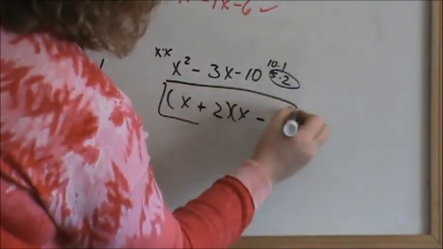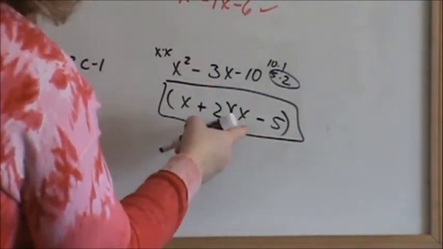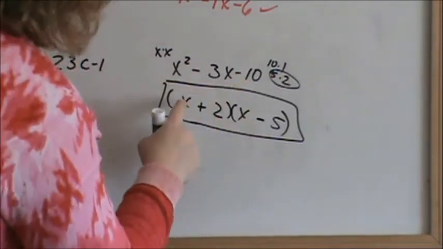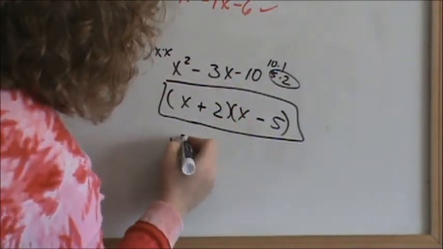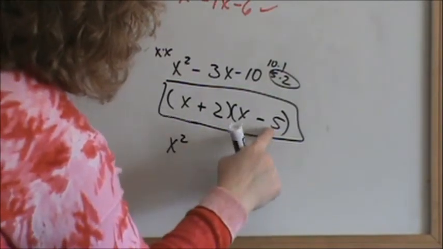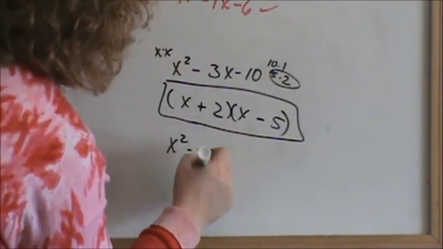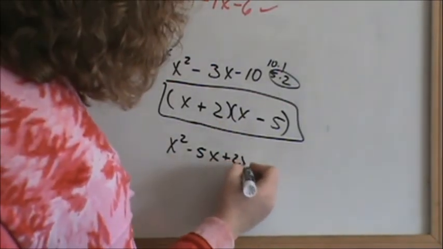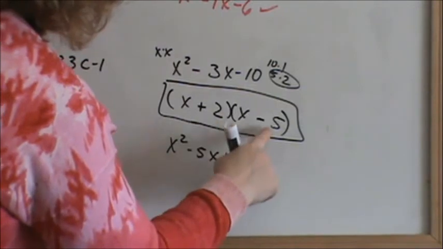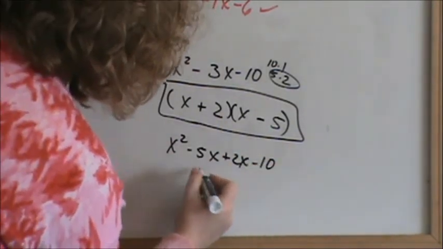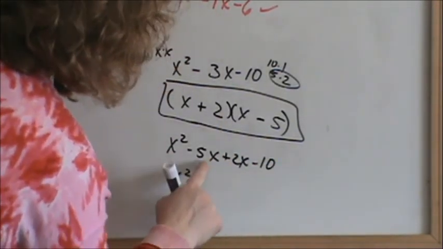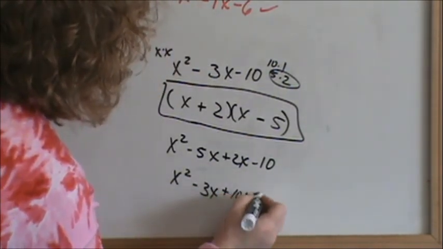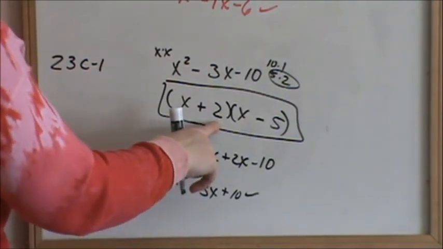But let's FOIL it out. Again, if you pick the wrong factors and FOIL it out, and it does not come up with this, you know you have to change it. Okay? So FOILing it out, first, x squared. Outside, x times a negative 5, negative 5x. Watch your signs. Inside, positive 2 times x, positive 2x. Last, positive 2 times negative 5, negative 10. Combining your x terms, negative 5 and a positive 2 is a negative 3x, minus 10. That does check, which means that is your factors.